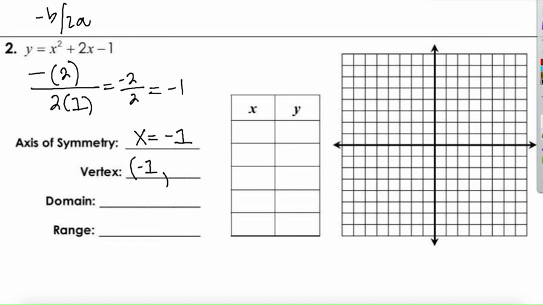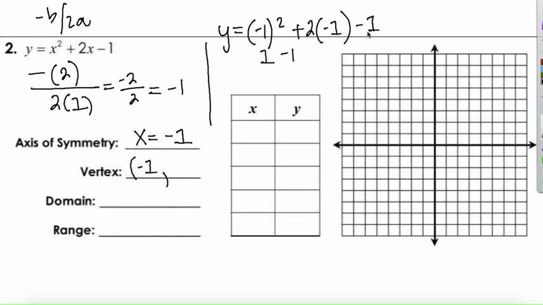And then we are going to plug in that x value to the function to find the corresponding y value. So I've got y equals negative 1 squared plus 2 times negative 1 minus 1. So negative 1 squared is a positive 1. 2 times negative 1 is a negative 2. And then there's a minus 1 at the end. So 1 minus 2 is a negative 1. And then minus another 1 is a negative 2.